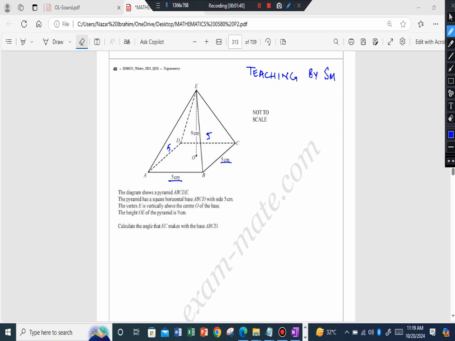Okay, the vertex E is vertically above the center O of the base, right? The height OE of the pyramid, which is given to us, is 9 centimeter. Calculate the angle that EC, this side EC, makes with the base ABCD. Right? We want to calculate the angle that side EC makes with the base ABCD. So first, to calculate this angle, we will make a line on this square base, which will be joining from A to C, right?